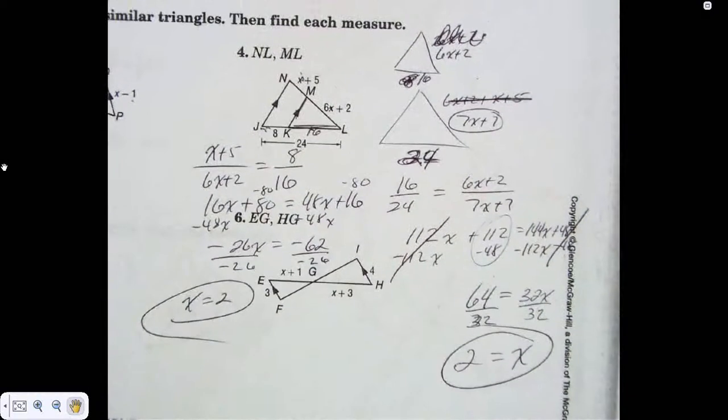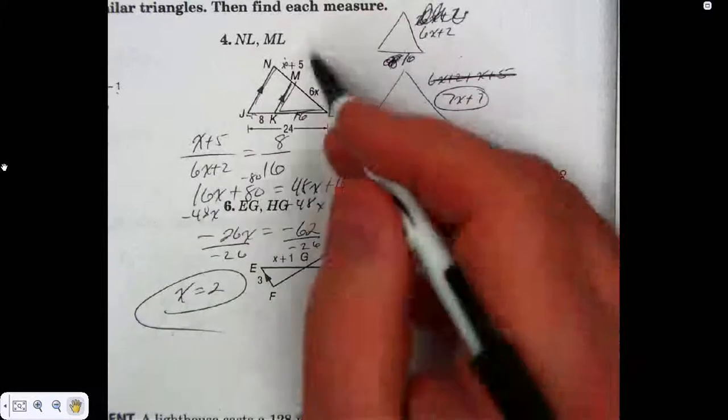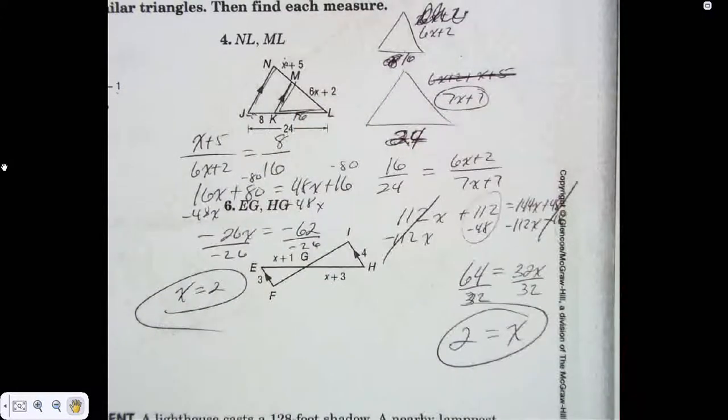Because, see, in the next section, we learn that theorem. In this section, they want you to go through this whole process, don't they? Because you haven't learned that the parts are proportional there, have you?